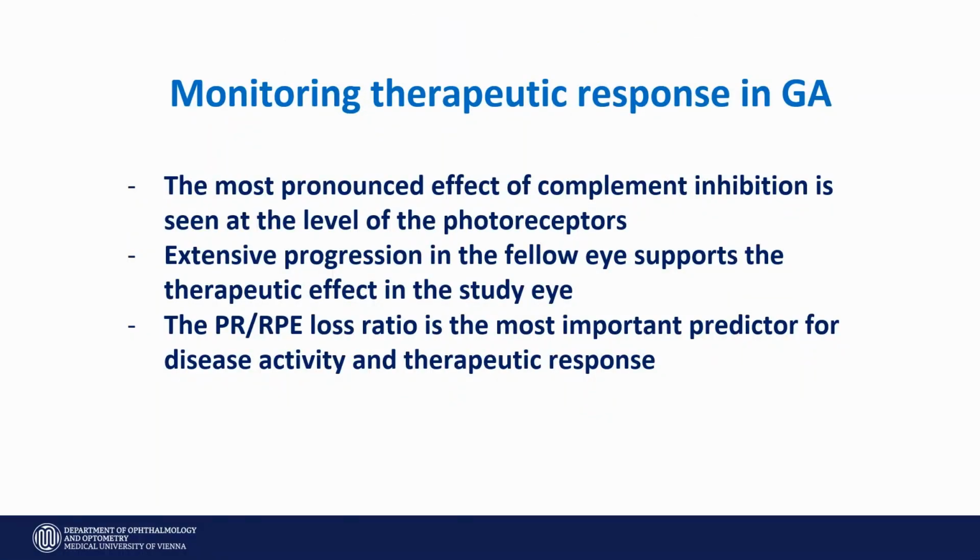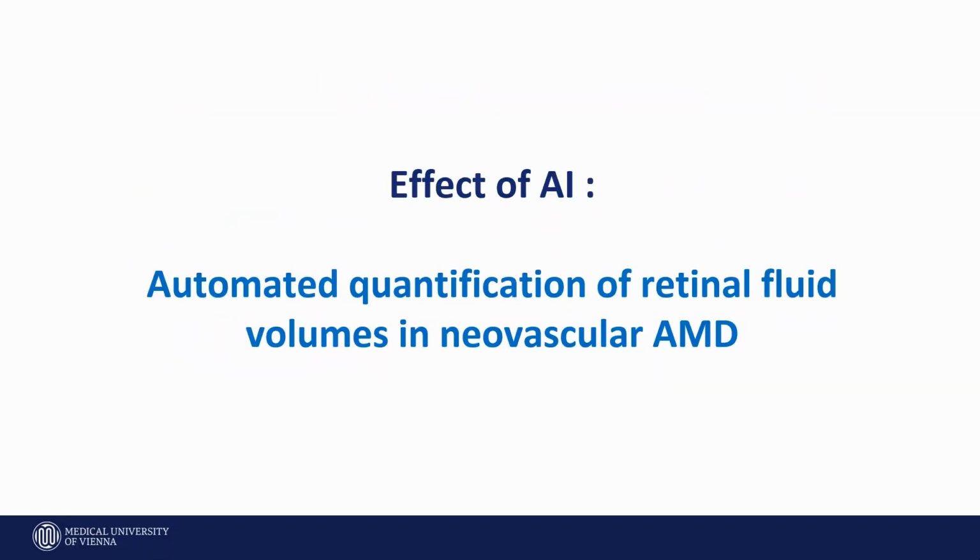For monitoring therapeutic response, which will be of utmost importance in GA, which is a disease with a very high variability where patients will not experience improvement, it is important to monitor very precisely, and AI can bring this to the level of OCT, where the most pronounced effect of complement inhibition is seen at the level of the photoreceptors. That has been supported by comparison with the untreated fellow eye, and the role of the photoreceptor RPE loss ratio also being confirmed.